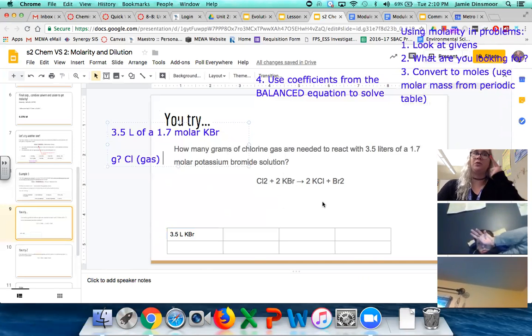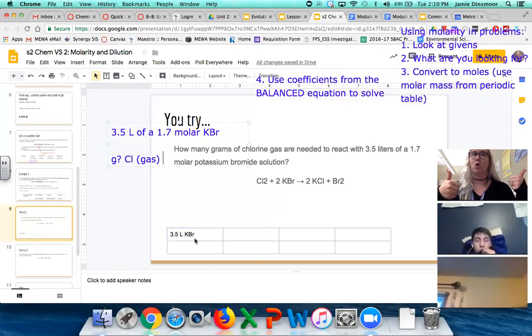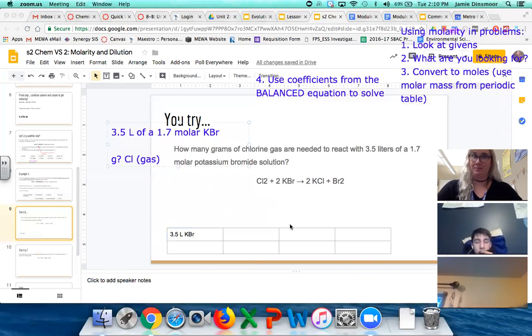So let's see what we know so far. We know we have 3.5 liters of potassium bromide solution. Cool. What can we multiply by next?